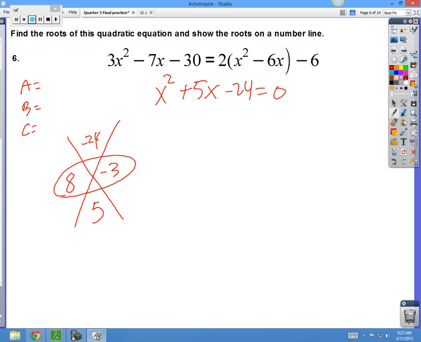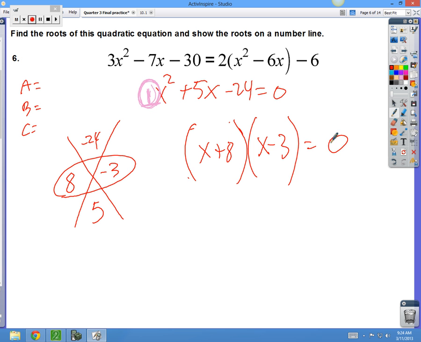Now here's the hint. Because my x squared started with the 1, anytime this starts with the 1, I always check to see if I can factor it. Because if this starts with the 1, then factoring is usually pretty easy. So the question is, can I times two numbers to end up at negative 24, add them and end up at 5? Your answer is yes. So if you find them, you're going to rewrite this as a times problem. It's going to be x plus 8 multiplied by x minus 3. Your answer is 0. So what must your solutions be?